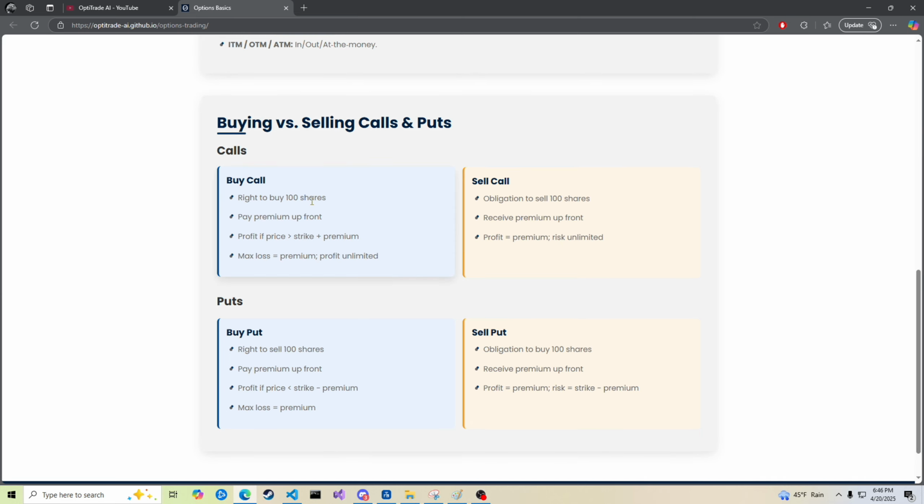When you're buying a call option, you have the right to buy 100 shares. You have to pay a premium up front. You profit if the price is greater than the strike price you selected plus the premium that you paid to buy the contract. Your max loss is simply the premium that you paid for that contract, whereas the profit is theoretically unlimited if the stock goes up to incredible levels. If it goes up 500%, 1,000%, right? You will continue to profit if it continues to rise within that expiration period.